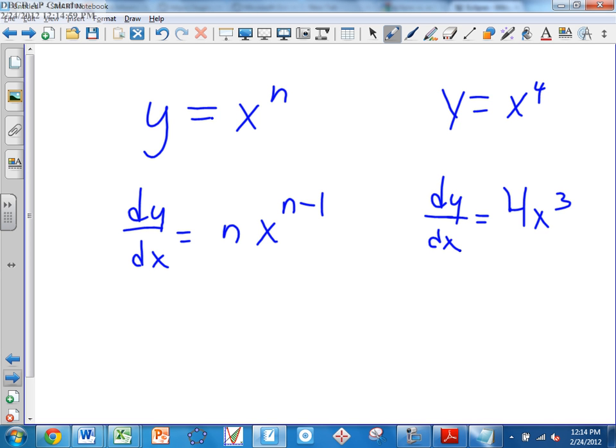Okay? The new power, it turns out, and we'll explain how that comes about. Okay? And instead of decreasing the exponent, it's going to increase the exponent. So let's go ahead and take a look at an example of that.